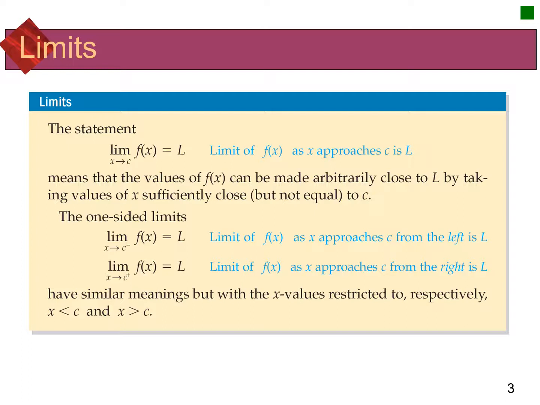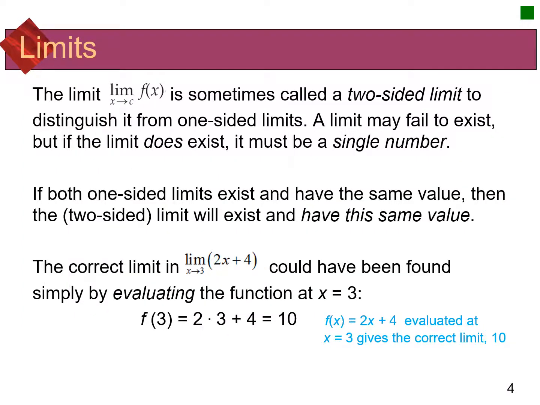That's what they're telling you here, basically a breakdown. As x approaches c, that means from both sides. When you see one side of the limit, you're going to see the little minus or plus in the superscript area, indicating that you're approaching from that particular side. Therefore, the limit as x approaches c of f of x is sometimes called a two-sided limit, as I mentioned before. So now, how do we evaluate these limits?